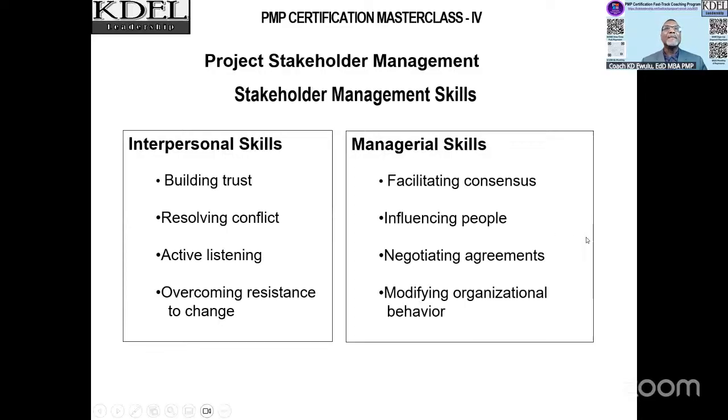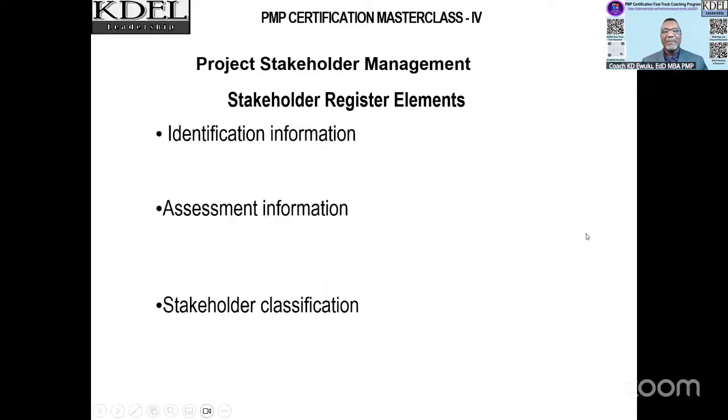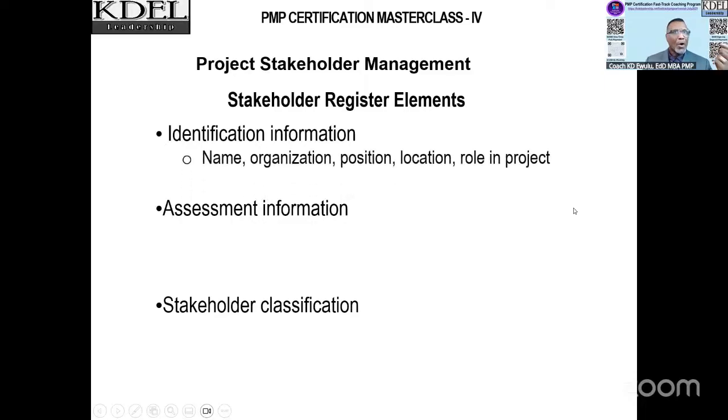Whatever the case is, there are a few stakeholder register elements we should look at here. Number one, what is the identifying information for stakeholder elements? Name, organization, position, location, and role in the project. You have to have all these things so you know exactly how to contact them. You know what their impact is on you if they turn against you. So you want to be sure that those who are going to impact you negatively, I can't say that enough, you've got to take care of them.